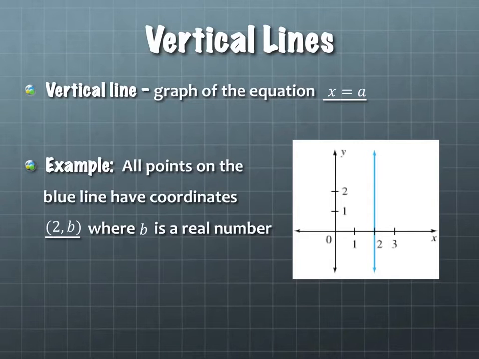A vertical line will have an equation x equals some specific value. For example, all points that are on the blue line on my screen have the same coordinate for x. X is 2. Now their y values are different. So if I talk about this point is (2, 2), whereas this point is (2, 1). The y coordinates are different, but the x coordinates all match. And because the x coordinates all match, we actually get an equation that's x equals that same number that matches, 2.